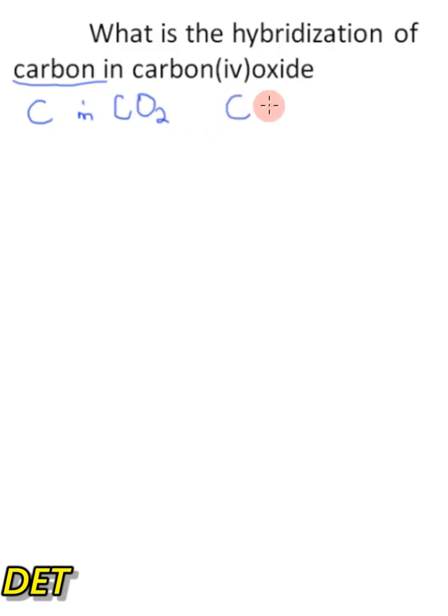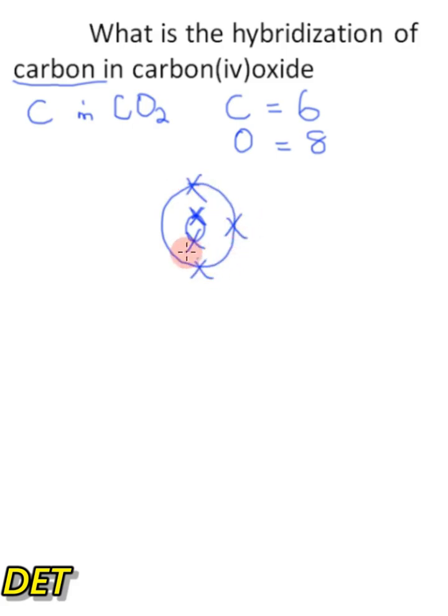Carbon is the number 6 element in the periodic table, and so it has 6 electrons. Oxygen is the number 8 element in the periodic table, and so it has 8 electrons, right? If we are to draw out the configuration of carbon, the innermost shell will take a maximum of 2 electrons. These are the 2 electrons, and then we have 1, 2, 3, 4, 5, 6. This is carbon having 6 electrons.